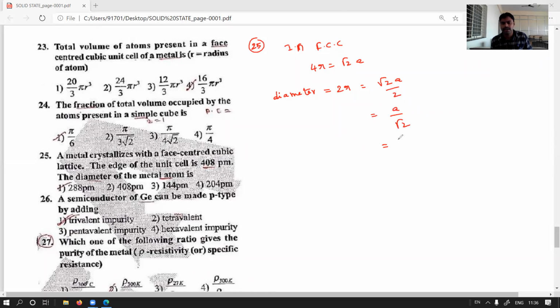And A value they gave 408 picometers and root 2 value 1.414. On simplification we'll get approximately 288.5 picometers. So the correct answer is the first one. Okay, so diameter is nothing but what, ma? R plus R is equal to diameter. So from the diameter, if you want radius, diameter by 2, then radius we will get. Okay, let's see the next question.